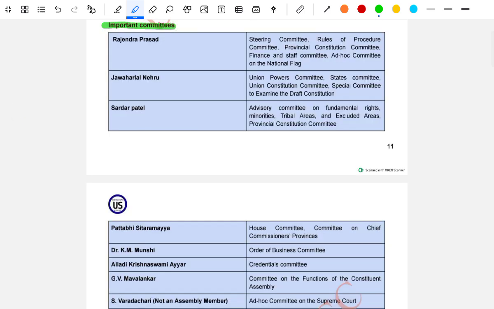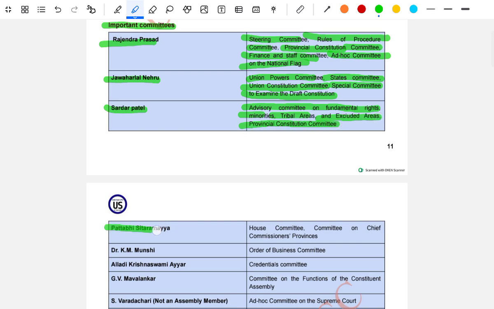Important committees. Rajendra Prasad: the Steering Committee, Rules of Procedure Committee, Provincial Constitution Committee, the Finance and Staff Committee, Ad hoc Committee on the National Flag. Jawaharlal Nehru: Union Powers Committee, States Committee, Union Constitution Committee, a special committee to examine the draft constitution. Sardar Patel: Advisory Committee on Fundamental Rights, Minorities, Tribal Areas and Excluded Areas, Provincial Constitution Committee.